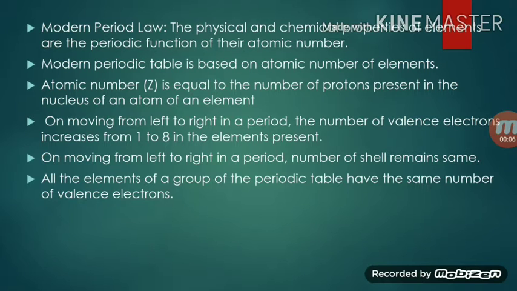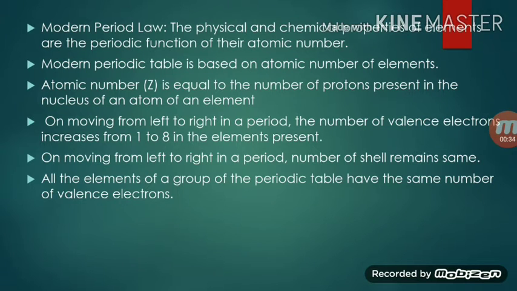The physical and chemical properties of elements are a periodic function of their atomic number. Okay, I've already mentioned this. The modern periodic table is based on the atomic numbers of elements, right? Atomic number, which is denoted by the letter Z, is equal to the number of protons present in the nucleus of an atom of an element. I have already mentioned this.